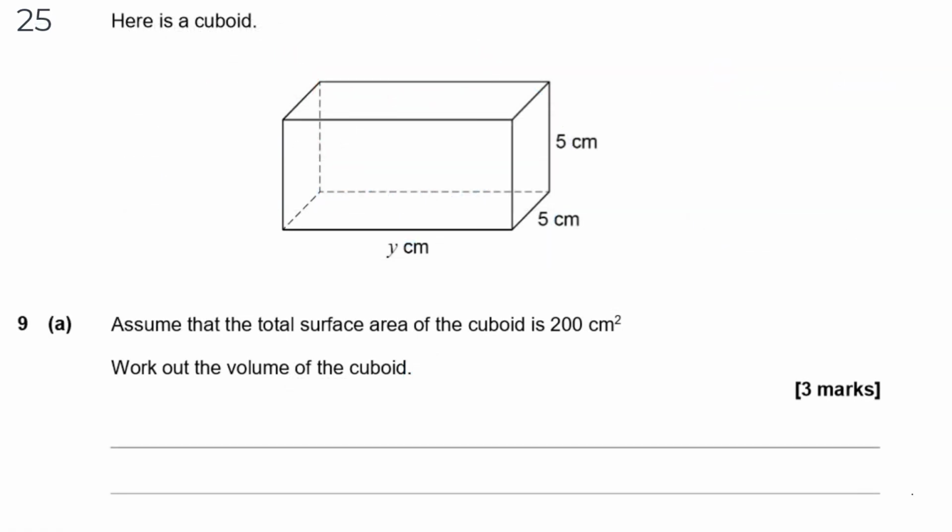Here's a cuboid. Assume that the total surface area of the cuboid is 200 square centimeters. Work out the volume of the cuboid. Okay, well, the total surface area is going to be made up of the areas of the 6 faces of your cuboid. Okay, so I've got 2 identical faces here and here, haven't I? They're both going to be 5 times 5. Okay, so I'm going to get 5 times 5, and I'm going to have 2 of those. Okay, and then I'm going to have the top and the bottom.